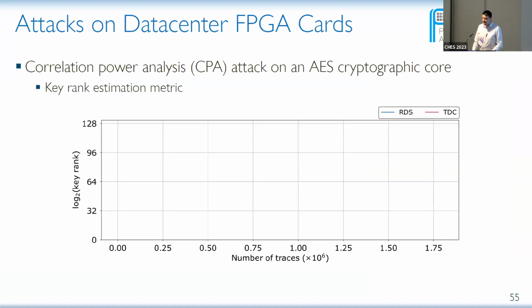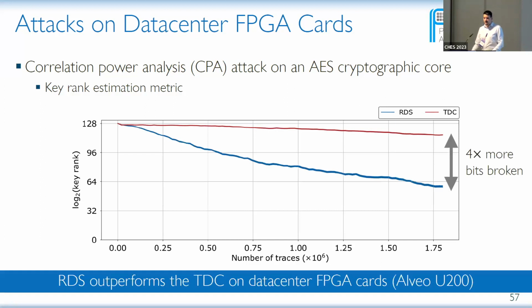And the final experiment that I'm going to present here is a correlation power analysis attack, but now on data center FPGA cards. The ones before were on the Sakura X board. We again use the key rank estimation metric, and we can see that, first of all, for the TDC there's much less signal, and with 1.8 million traces we break around 16 bits of the key. This is on average over 25 different runs. For RDS, this is 4x more, so we break slightly more than half of the key. So RDS outperforms TDC on these big data center FPGAs that have low signal-to-noise ratio.